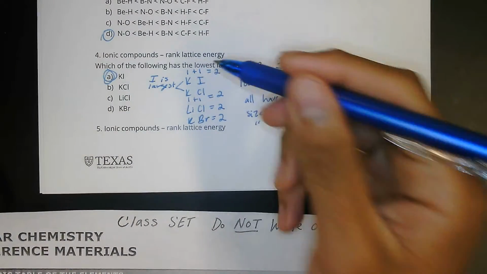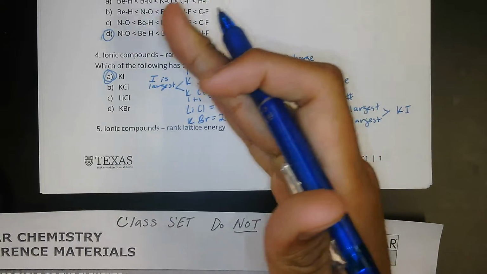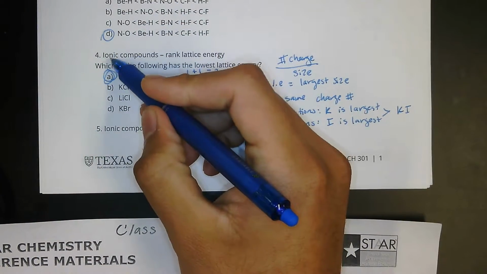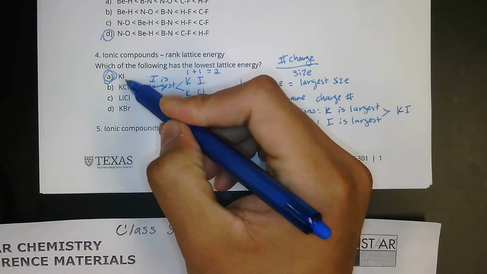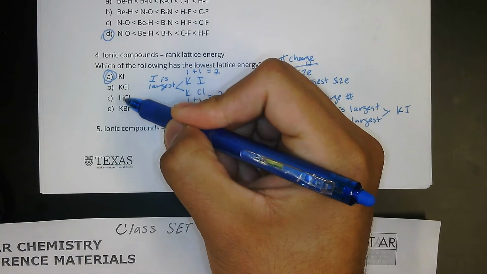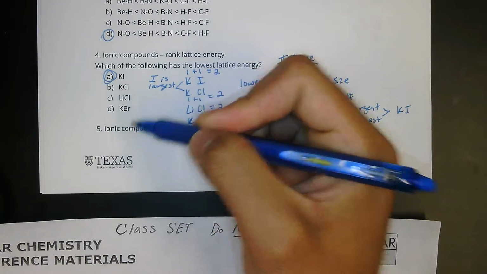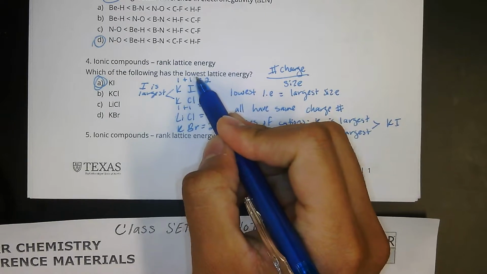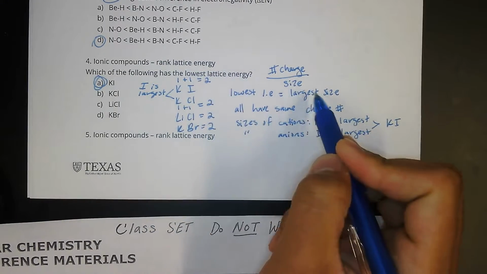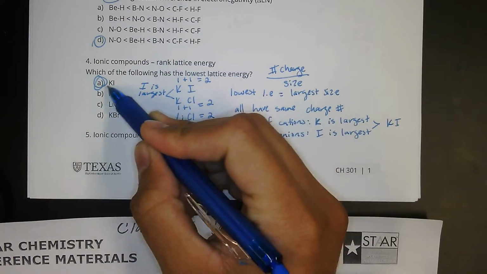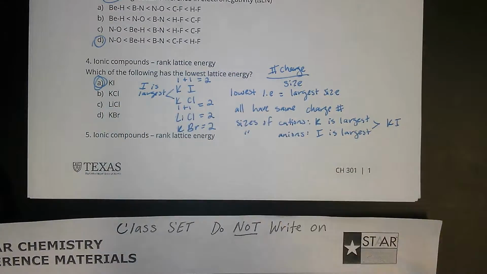What I told y'all to do is to list all of the metals on one side and then the non-metals on the other. You're talking about ionic compounds, so each of these is made up of a metal and a non-metal. So the only metals that you're dealing with are potassium and lithium, and that's it. It's asking you for the lowest lattice energy, and remember that the lattice energy is inversely proportional to size. So the bigger the size, the lower the lattice energy. So you're going to look for the compound that has the largest size.